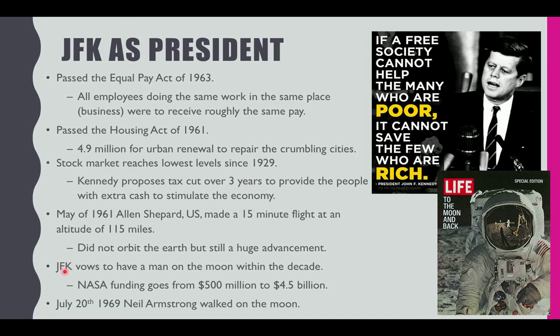So, JFK says, no, we're not so far behind. I think we're going to have a man on the moon by the end of the decade. And the way we're going to do that is through NASA. And NASA's going to get $500 million in the beginning, but under Kennedy, that number goes up to $4.5 billion. We are in a space race. We want to get to the moon. Kennedy was right. By July of 1969, Neil Armstrong's going to walk on the moon, and we are going to get there.